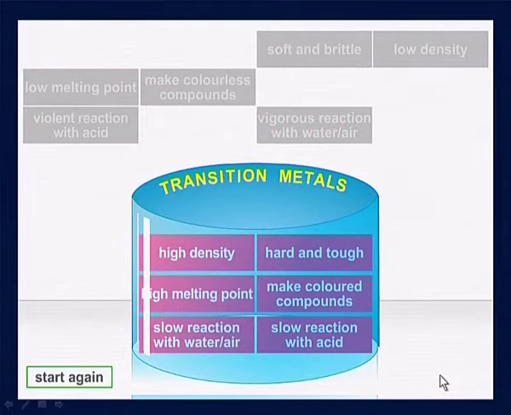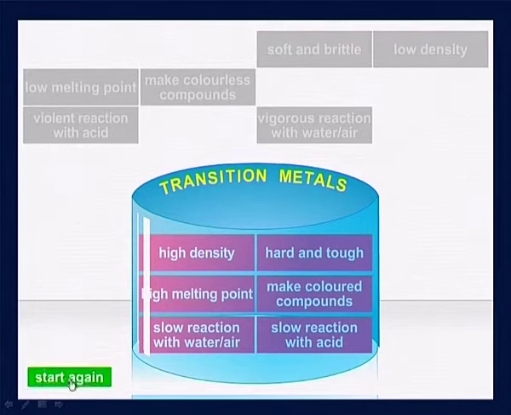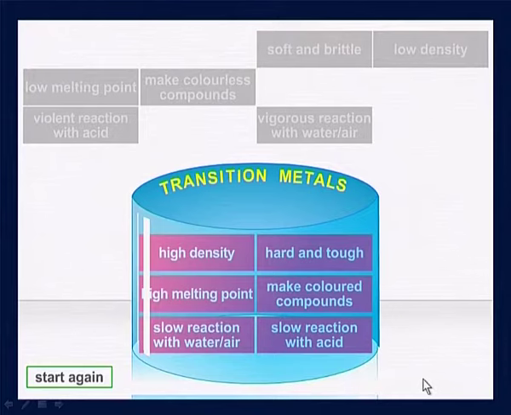So, these are the properties of a transition element and these are the properties of an S block or alkali and alkaline earth metal. That is to say, transition elements or transition metals have very high density, they are hard and tough, they have high boiling point and melting point, they form colored compounds, they react slowly with water as well as air, and with acid also they react very slowly to liberate hydrogen. Therefore, these are the properties of transition elements, and those which are remaining are the properties of a non-transition element or S block element.